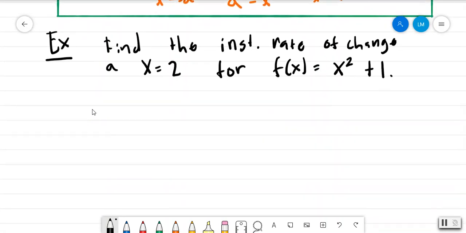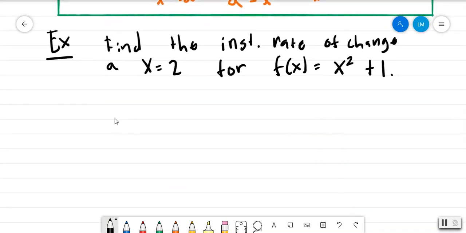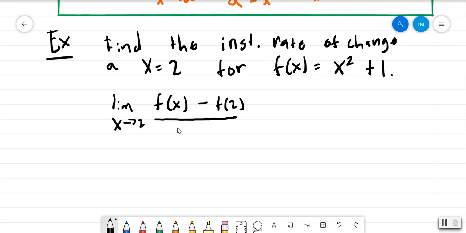So I'm going to do this where we use our two definitions. If we write this out, we have the limit as x approaches 2 for f of x minus f of 2 divided by x minus 2.